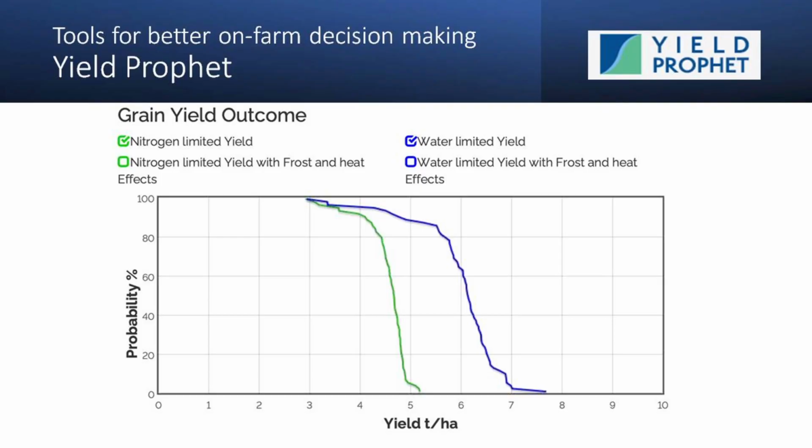This chart displays the associated probability of achieving either the nitrogen limited or the water limited yield at any point throughout the growing season. The blue line displays the water limited yield and the green line displays the nitrogen limited yield. On the left hand side you'll see the probability. 0 indicates the best season that's been had in the last 100 years as far as rainfall is concerned, and 100 indicates the worst season.